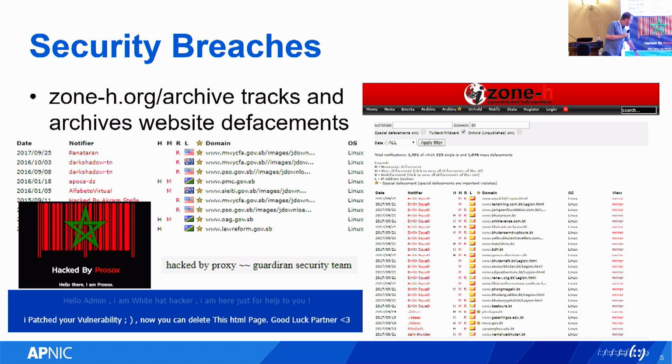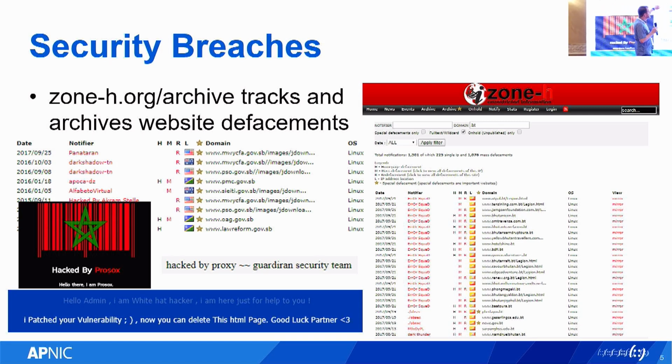Here's one here. "Hello, admin. I'm White Hat Hacker. I'm here to help you. I patched your vulnerability. You can now remove this page." So that is somebody claiming to be a white hat hacker. In reality, they're gray, but they have hacked into a web server and then fixed the vulnerability, or at least they say they have fixed the vulnerability. So, you know, good intentions on that side of things.